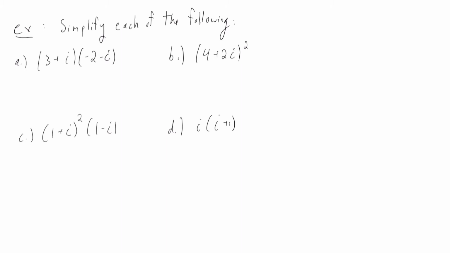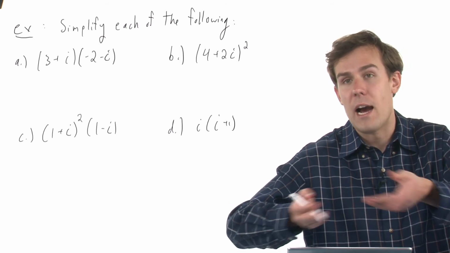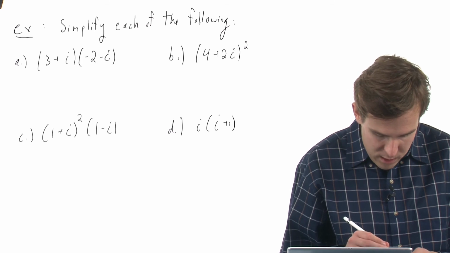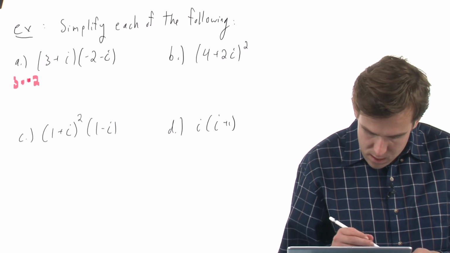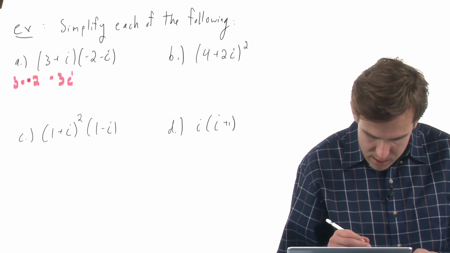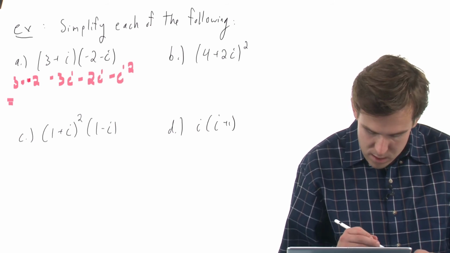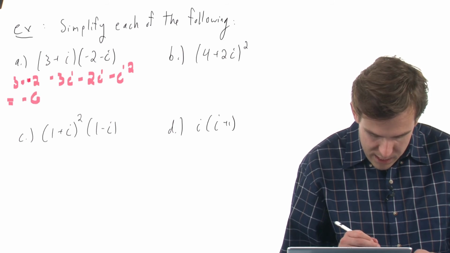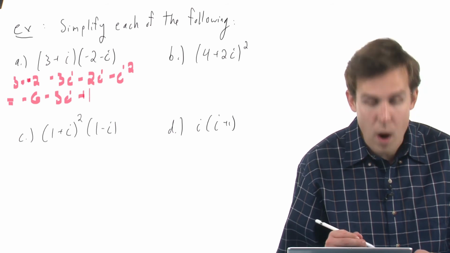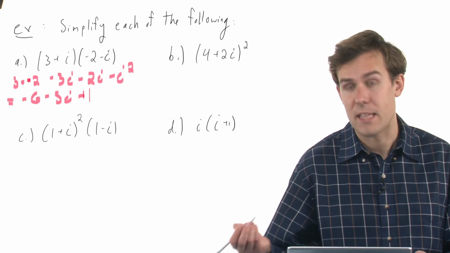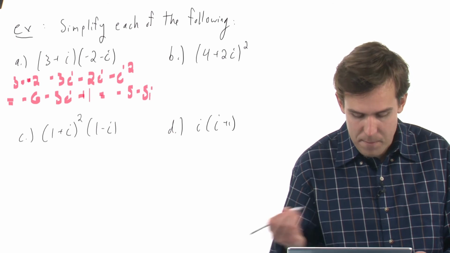So I have 3 plus i times minus 2 minus i. Again, I'll distribute correctly and then recognize that i squared is equal to minus 1. So I get 3 times minus 2, minus 3i, minus 2i, minus i squared. So that's negative 6 minus 5i plus 1, because i squared is minus 1 and I'm subtracting that. So I get minus 5 minus 5i.